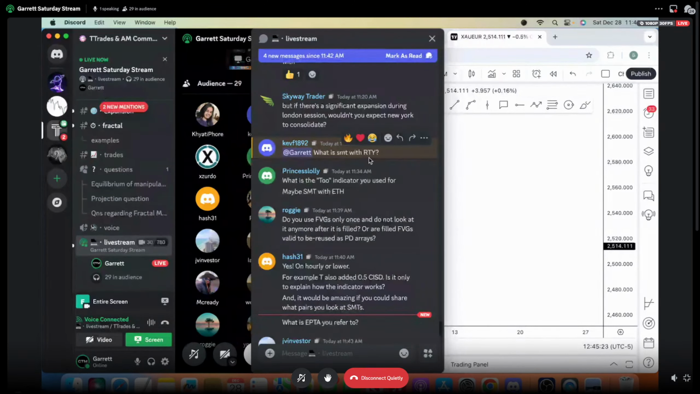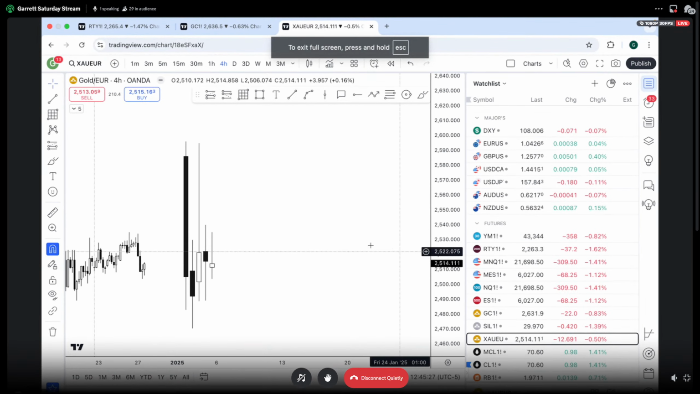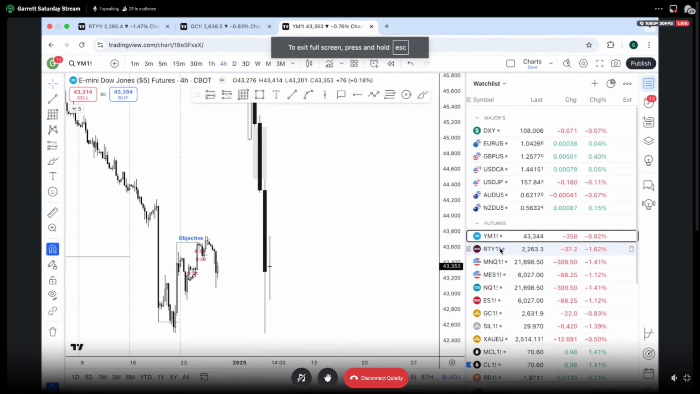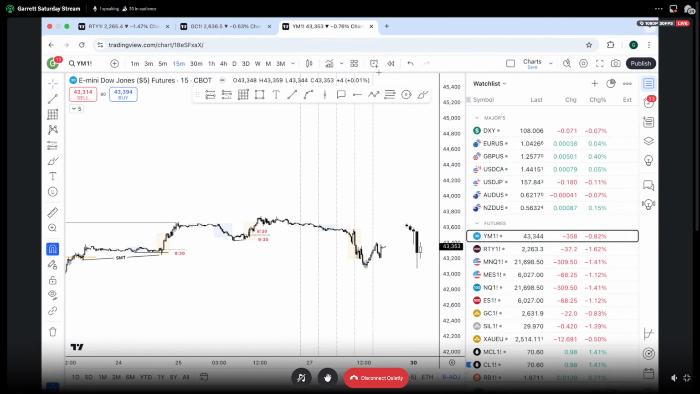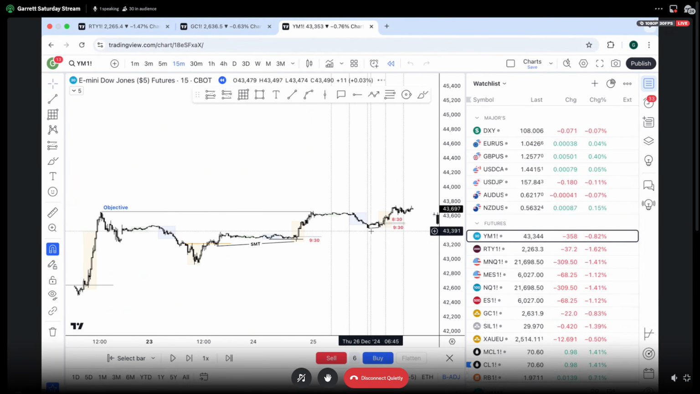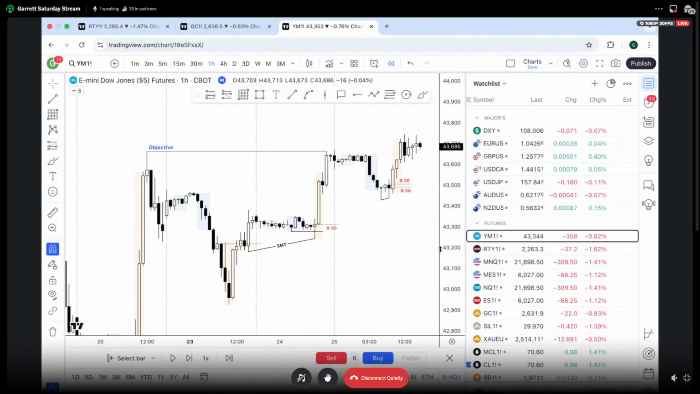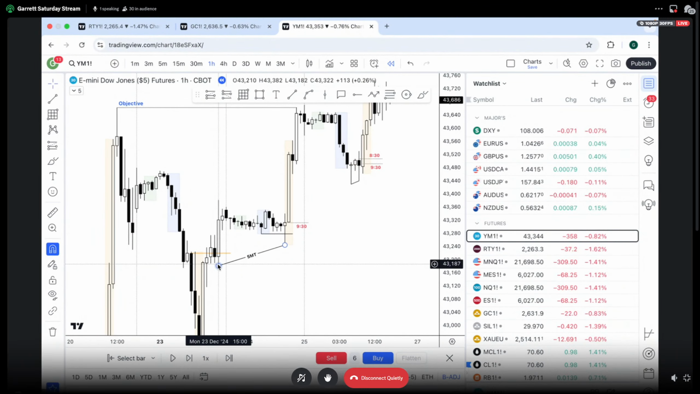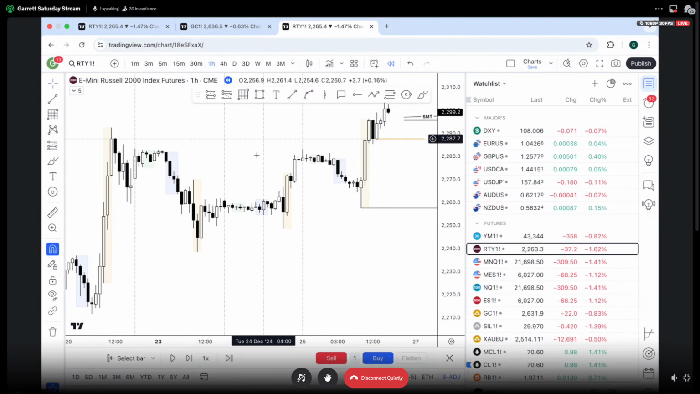What is SMT with RTY? Actually, let me show you. It's YM. I learned this pretty recently. So if I look here, hourly delivery. If you look on RTY, this 1500 low on Monday was taken out, right? You see that? So that's the SMT there.